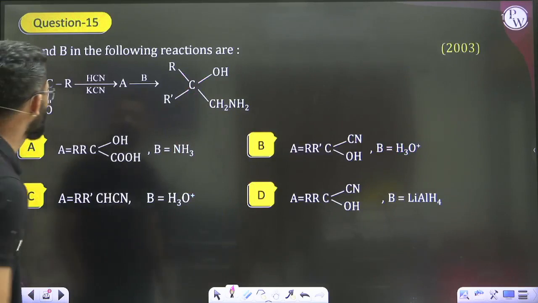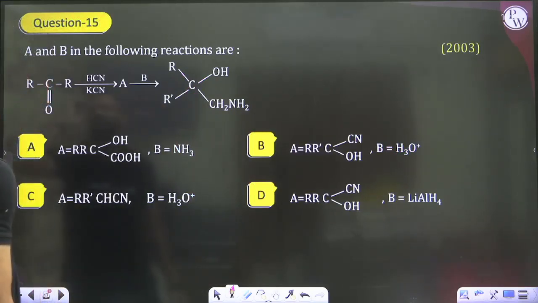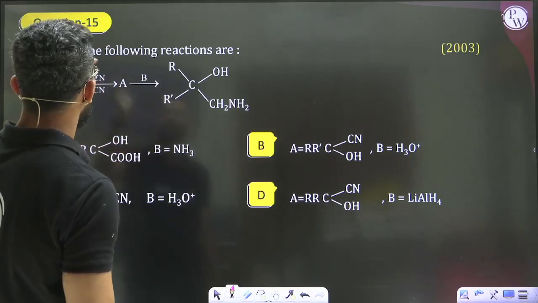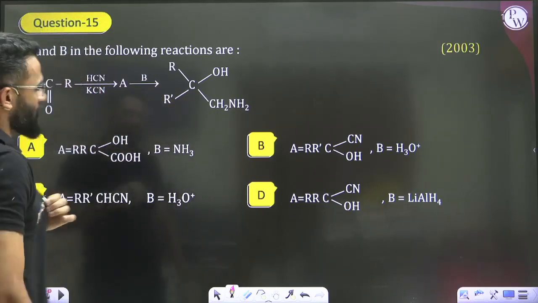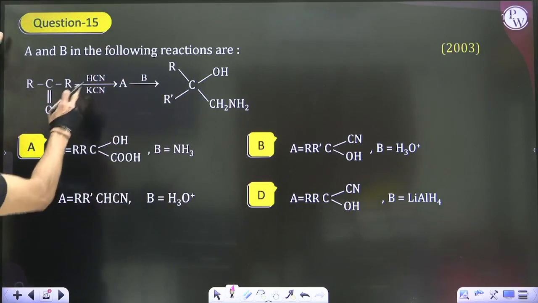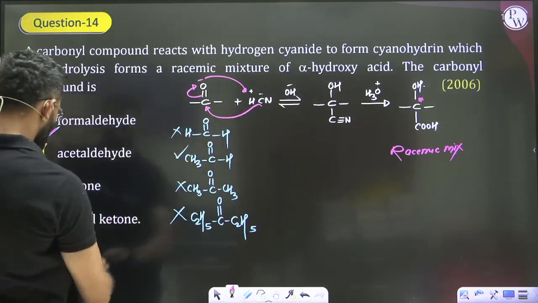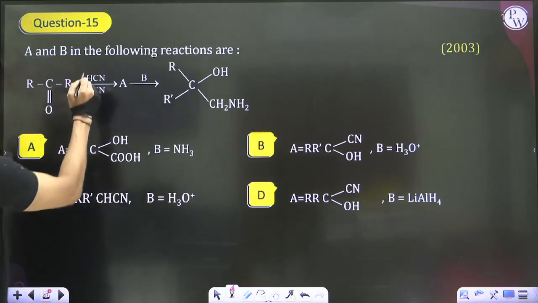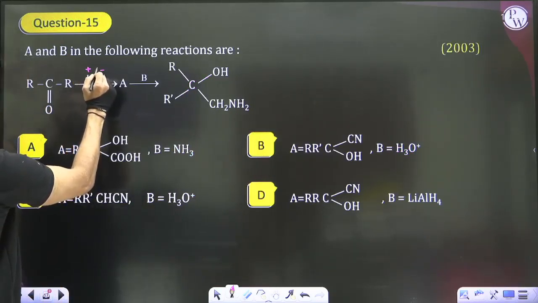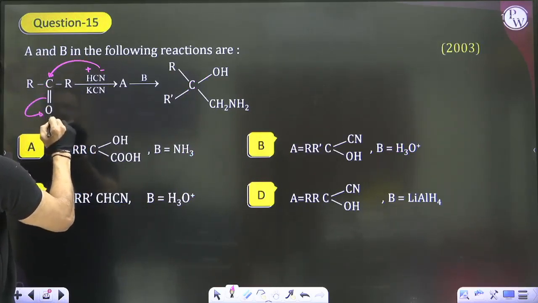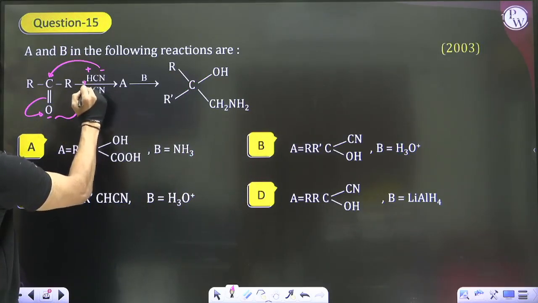Question number 15 here. A and B in the following reactions are. Okay, well, observe here. This reaction, the first one, is what we saw just now, addition of HCN. Let's do that here again. So H plus, CN minus, let's say CN minus attacks the carbonyl carbon. This bond is broken towards O, making it O minus, which will accept H plus from here.